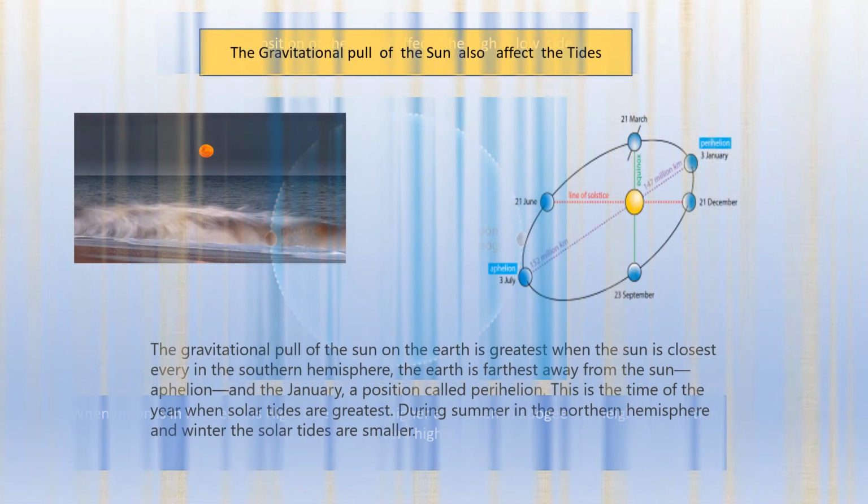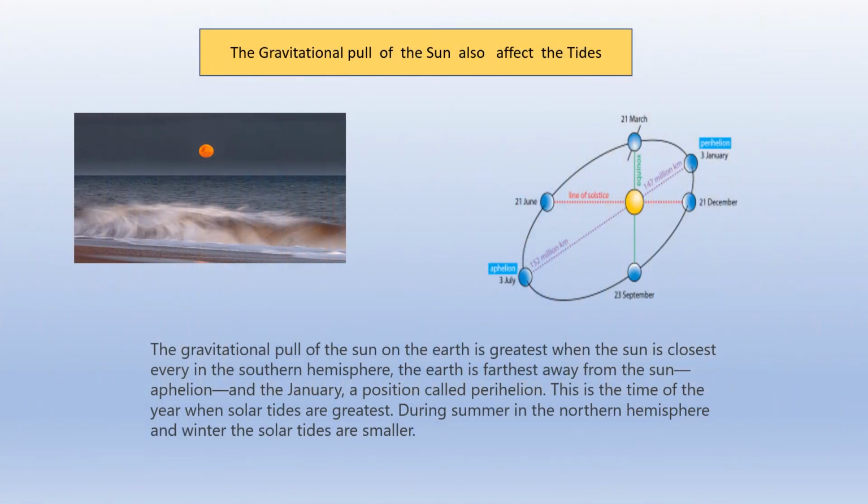Another important factor I want to highlight is that the gravitational pull of the sun also affects the tide. We have learned about the two positions in the northern hemisphere and the southern hemisphere. Just remember, we call these two positions aphelion and perihelion. When it is perihelion, this is the time when the solar tides are the greatest.